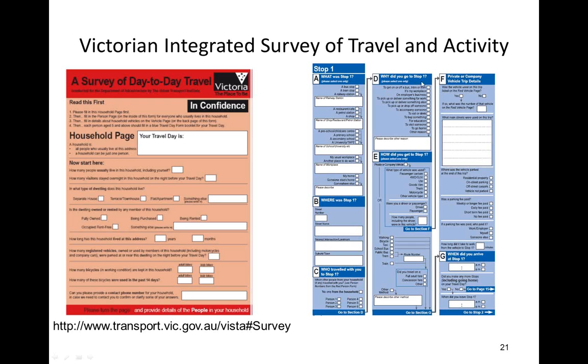Why did you go to stop one? How did you get to stop one in terms of modes? And what kind of vehicle did you use? Or what time did you arrive? So all this information is collected and compiled into a transport database and used for development of the four-step model.